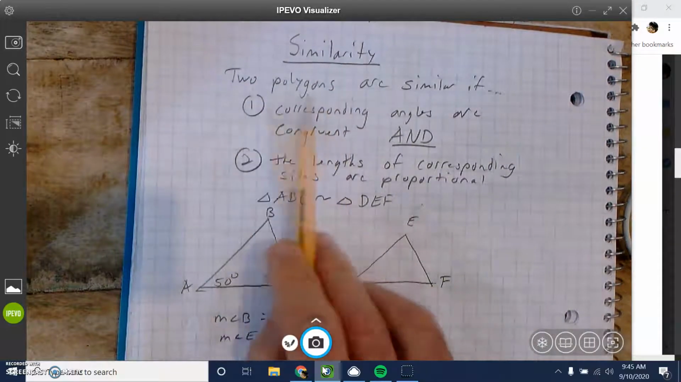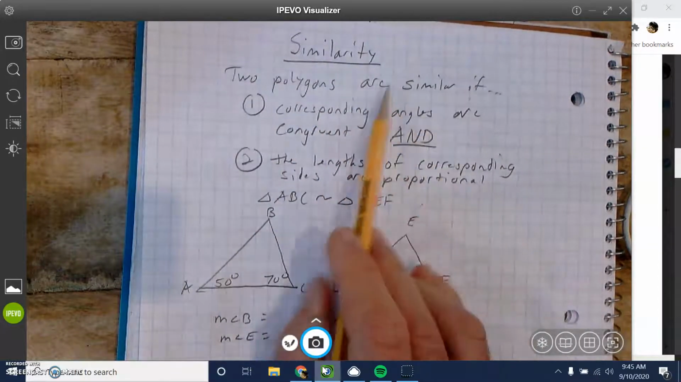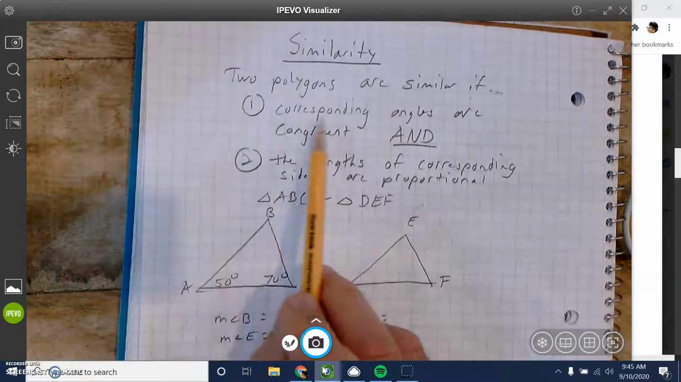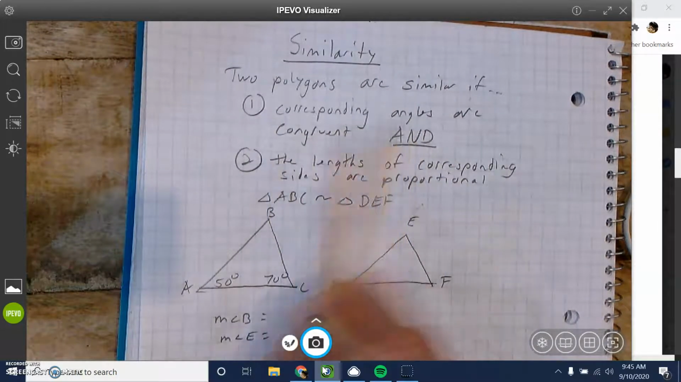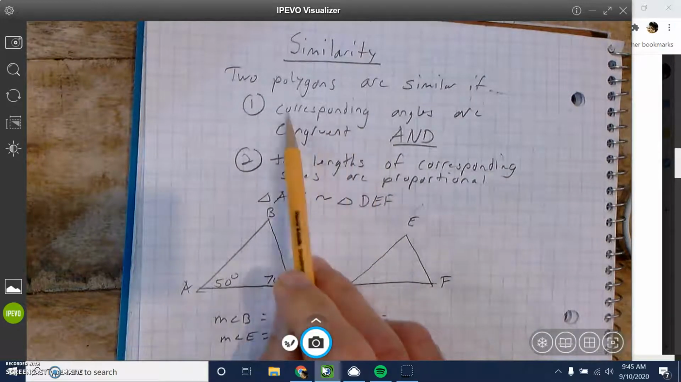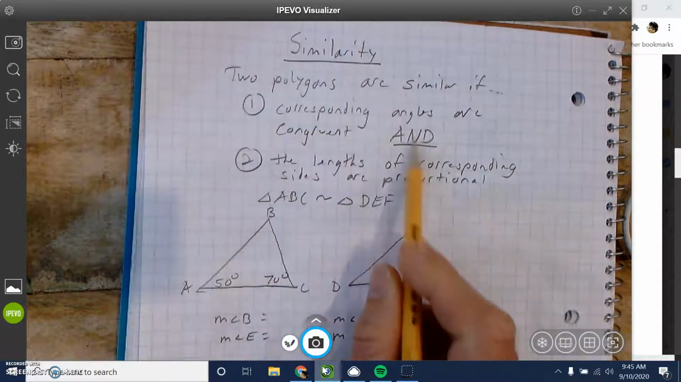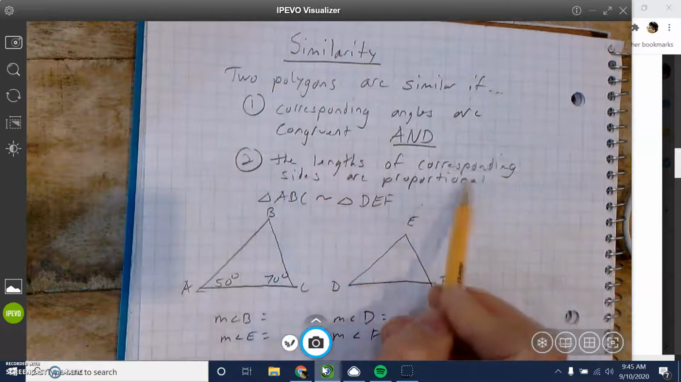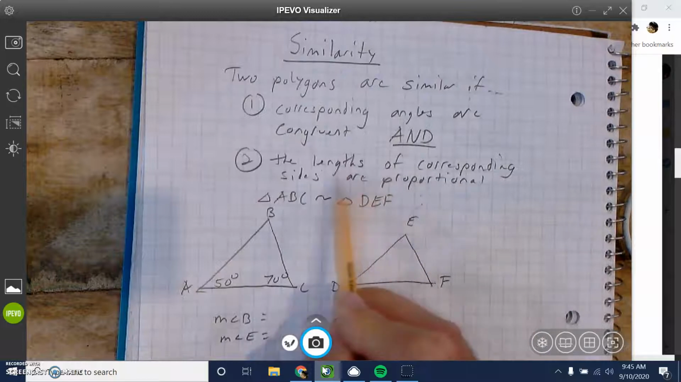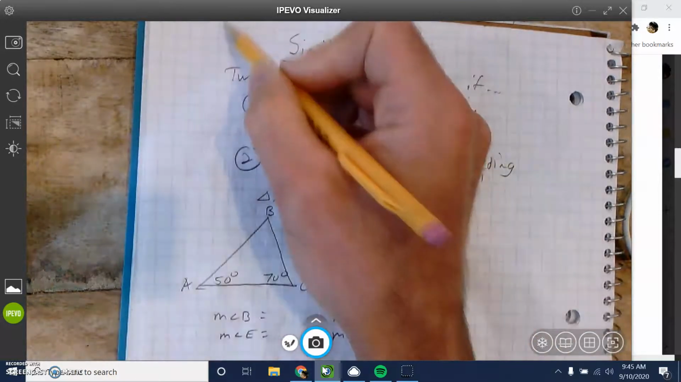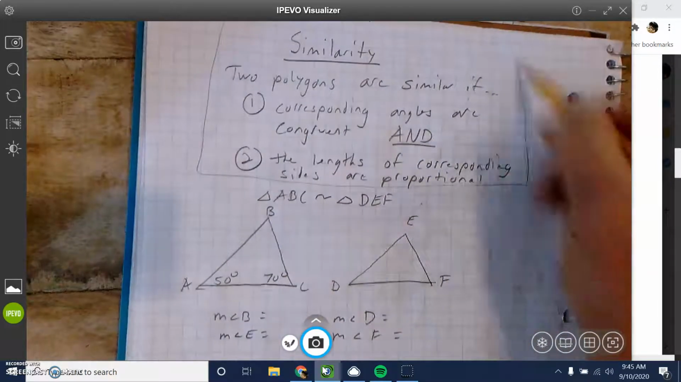So similarity: two polygons are similar if, number one, corresponding angles are congruent. So the angles are the same measure, the corresponding angles. We'll go over what corresponding means in a second. And number two, the lengths of the corresponding sides are proportional. So copy this down, pause the video, go.